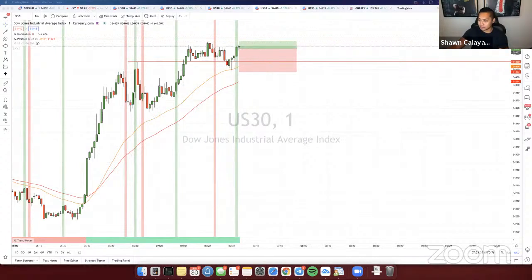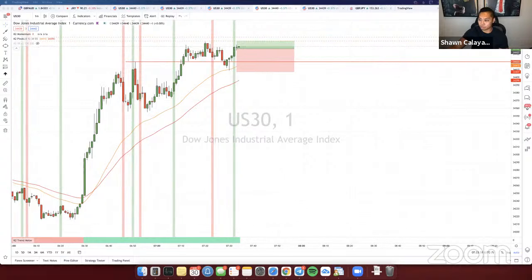Let's see. Yeah, Melinda's asking, what's the name of the app that you use to copy multiple trades at once? It's called Social Trader Tools. What Peter mentioned right there. All right, there we go.